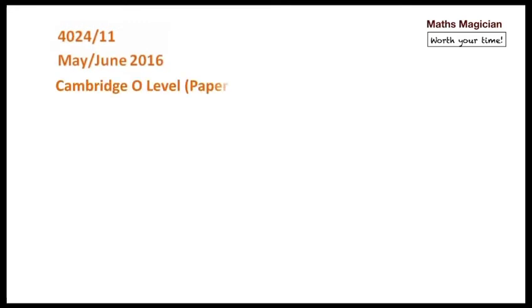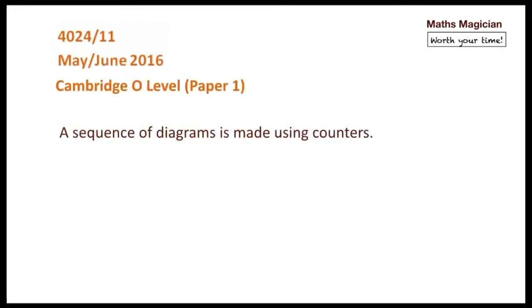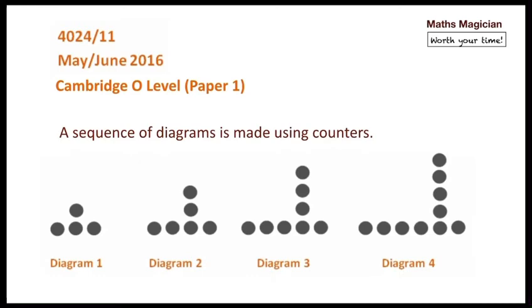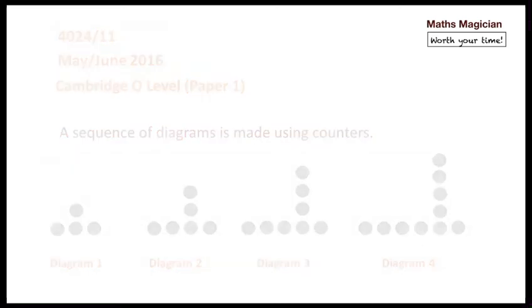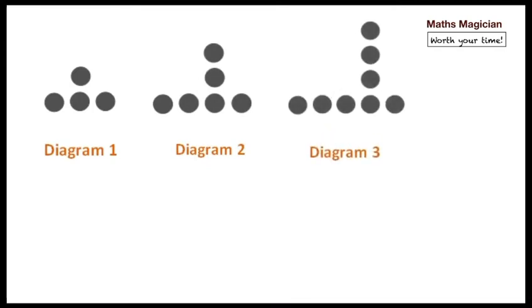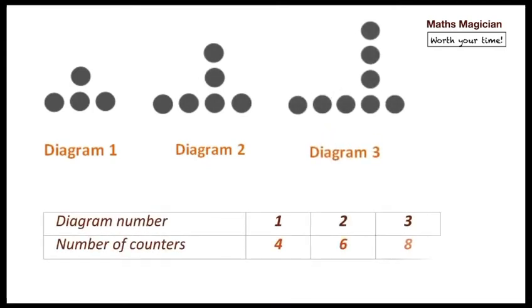In this video, we will discuss a past paper question. The question is: a sequence of diagrams is made using counters. Diagrams 1, 2, 3, and 4 can be seen in this slide. Now, for diagrams 1, 2, and 3, we are given a table showing the number of counters for each diagram.